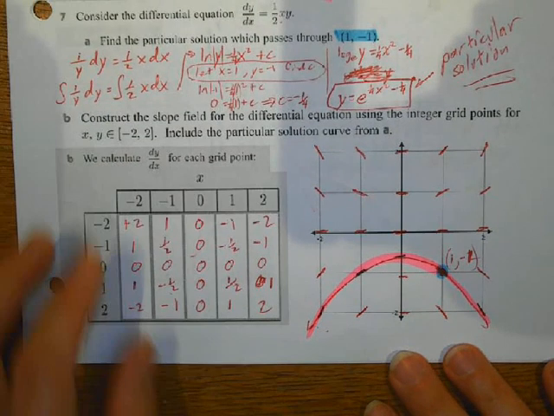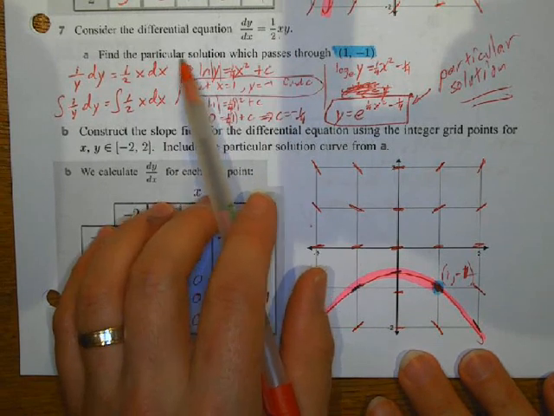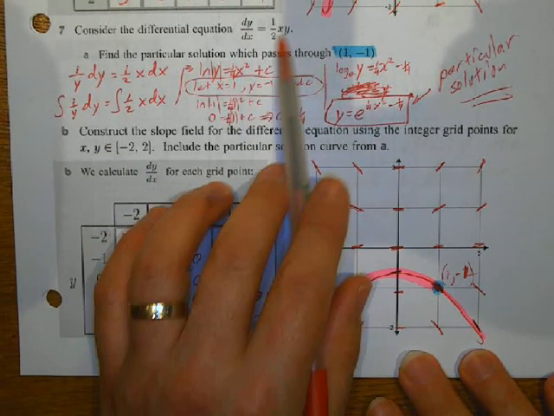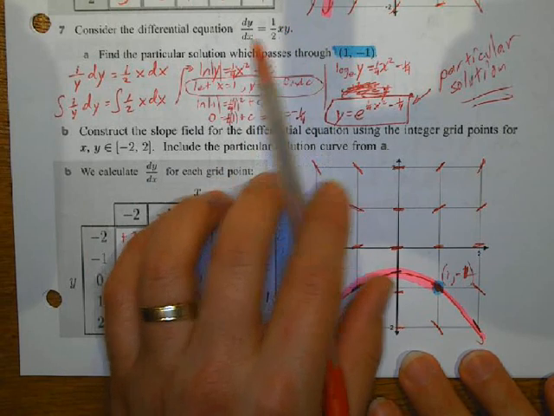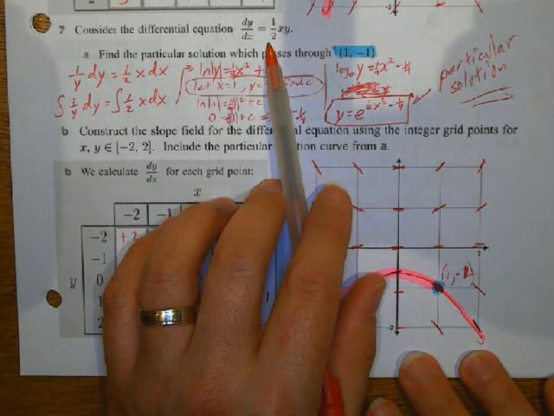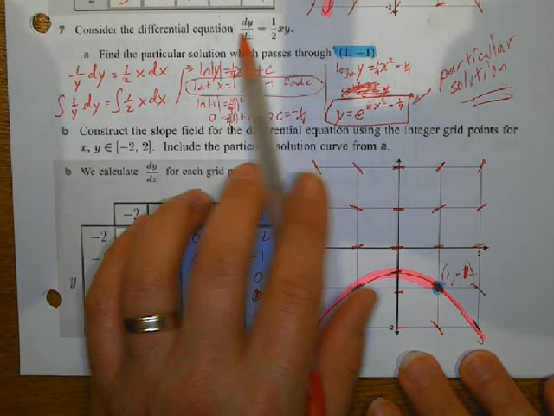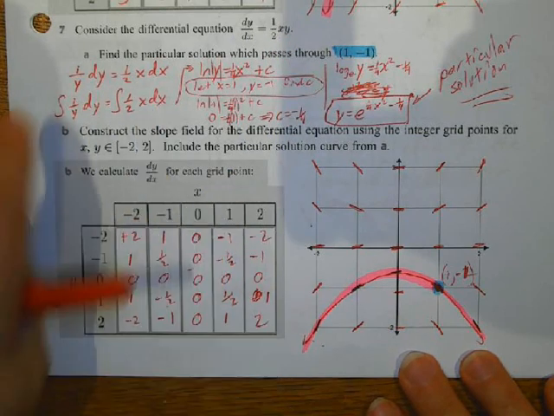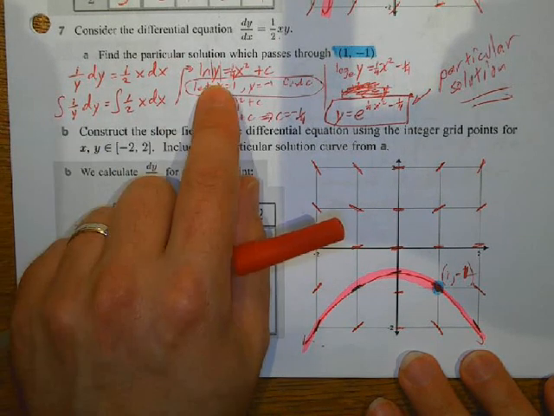Okay, let's talk about number 7. Okay, so we want to find the particular solution at 1, -1. So I've got this equation here, the differential equation. So I need to divide both sides by y, multiply both sides by dx, and I get this line here. And then I take the integral of both sides. 1 over y gives me natural log of y.